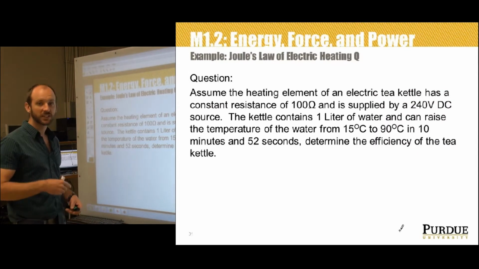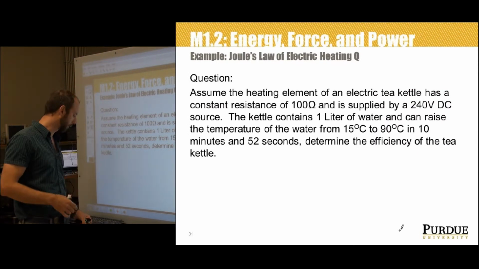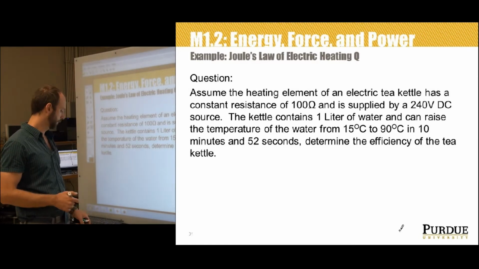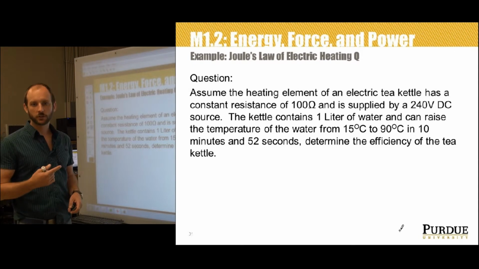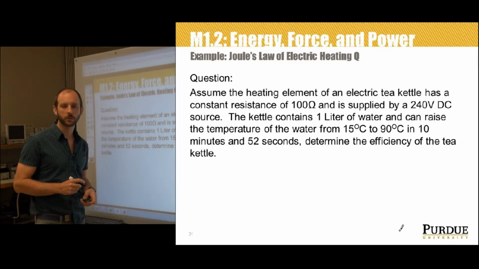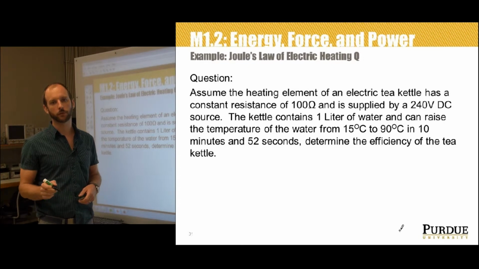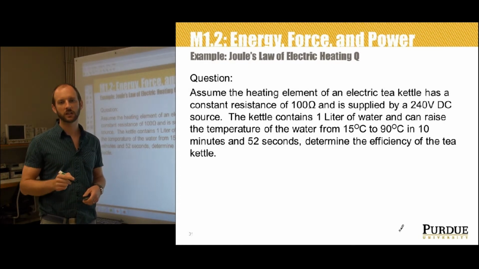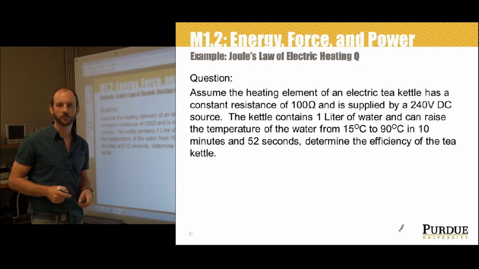So let's finish up today's lecture by doing an example of Joule's law of electric heating. Let's assume the heating element of an electric tea kettle has a constant resistance of 100 ohms and is supplied by a 240 volt DC source. The kettle contains 1 liter of water and can raise the temperature of the water from 15 degrees Celsius to 90 degrees Celsius in 10 minutes and 52 seconds. We want to determine the efficiency of the tea kettle.